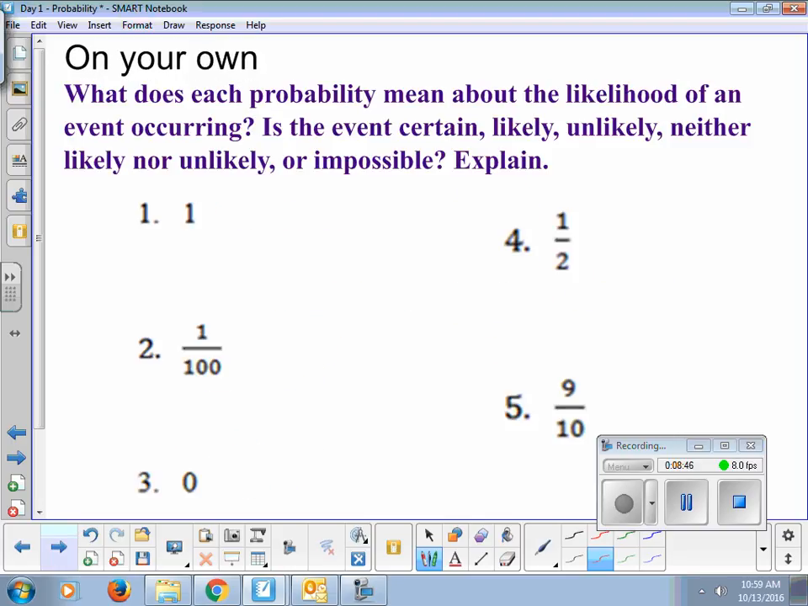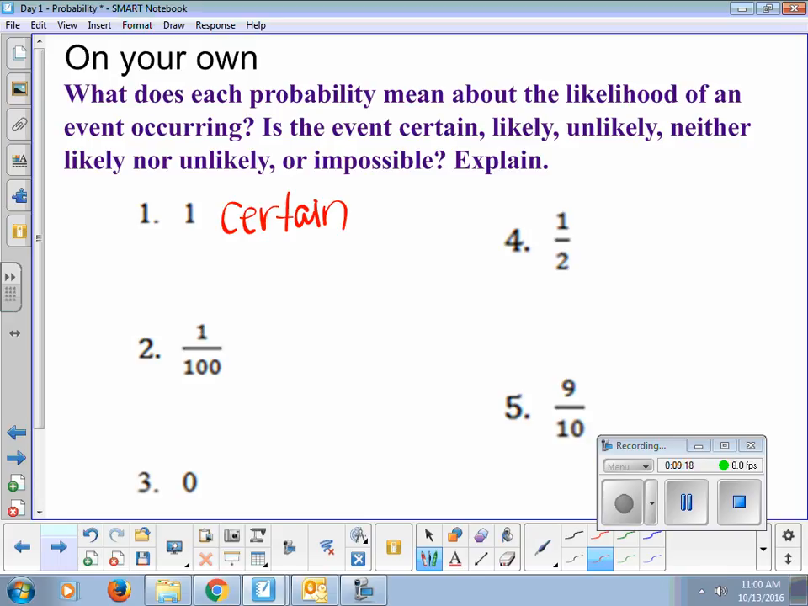Okay, the next part of your notes, they wanted you to look at the probabilities. What does each probability mean about the likelihood of an event occurring? So you can look back at your diagram that we made. Is the event certain, likely, unlikely, neither likely nor unlikely, or impossible? For number 1, if we have a probability of 1, what would we call that? Certain. It is definitely going to happen.